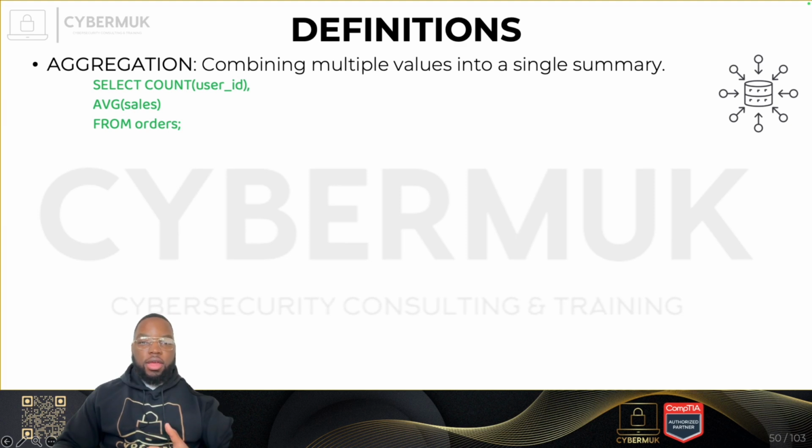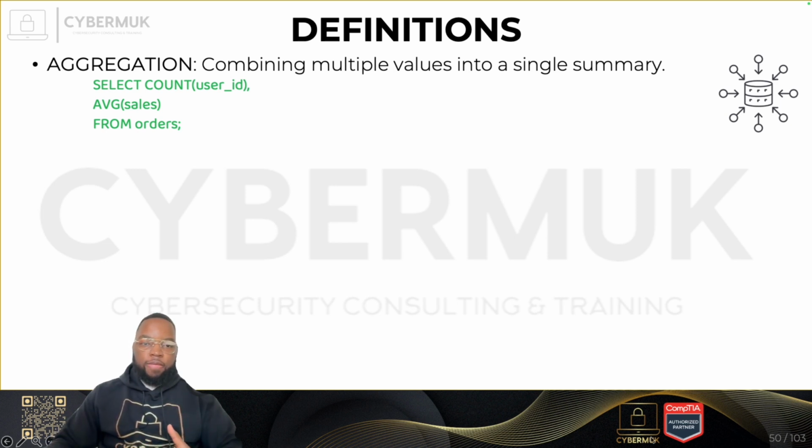First, it's aggregation. What is aggregation? This is combining multiple values into a single summary, like sums, average, counts. This is like a report card that summarizes grades from individual assignments. So you're aggregating results. For example, when we say on this select, you count the number of user IDs, averages from a table called orders. This is an example of an aggregation. So you're combining multiple values into a single summary.